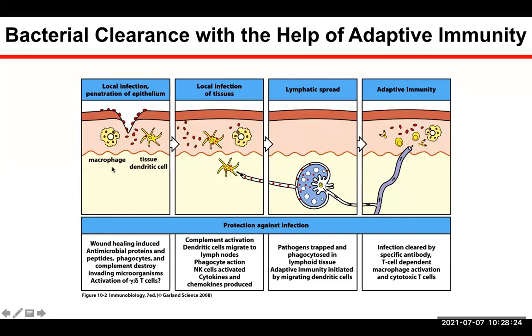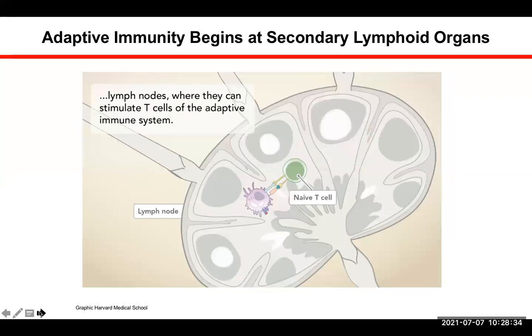So this is a basic overview of what happens in a typical bacterial infection and how it's cleared with both arms of the immune system. So tomorrow we're going to be focused on adaptive immunity. And again, just to highlight, this is where all the adaptive immunity and the education of the adaptive immune cells begins, at the site of secondary lymphoid organs.